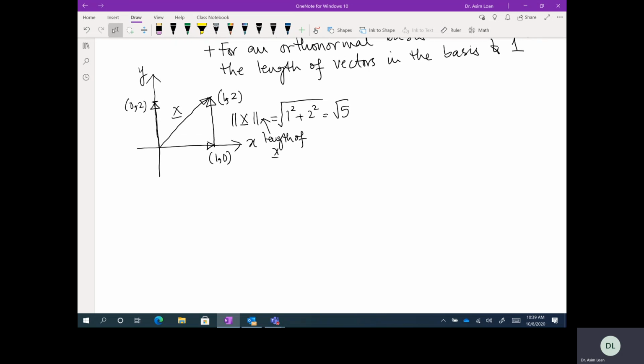Okay, so this is the length of x. This is also called the norm, the Euclidean norm. This is the norm of x, and I'll define it in a little while.